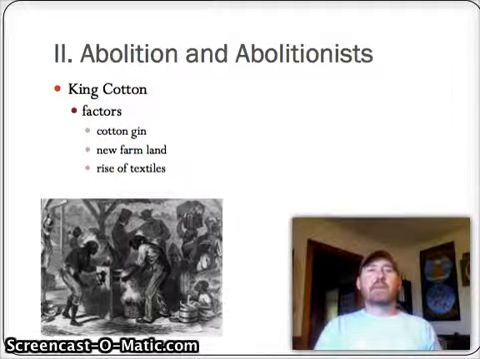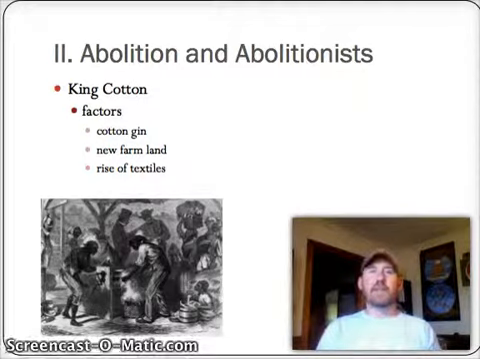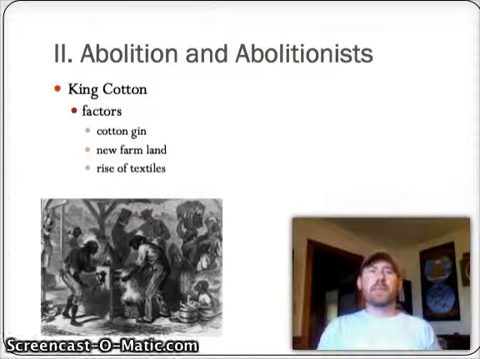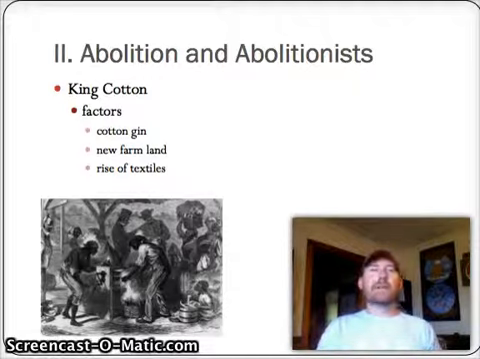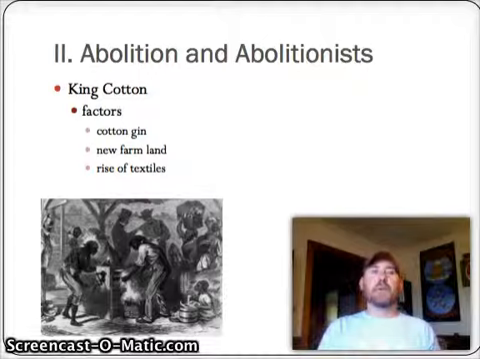New farmland that comes about because of our territory expansion also leads to a rise in slavery and the rise of what's called king cotton, and also the rise of textiles. The fact that cotton clothing becomes more popular both in the United States and worldwide due to population increases and all kinds of stuff. But the bottom line is you've got to have more cotton to produce these, so there's a demand for the product, which means cotton producers are getting more money for their products. So they're going to try to produce more, and once again, to produce more, you need more labor, which equals more slaves.